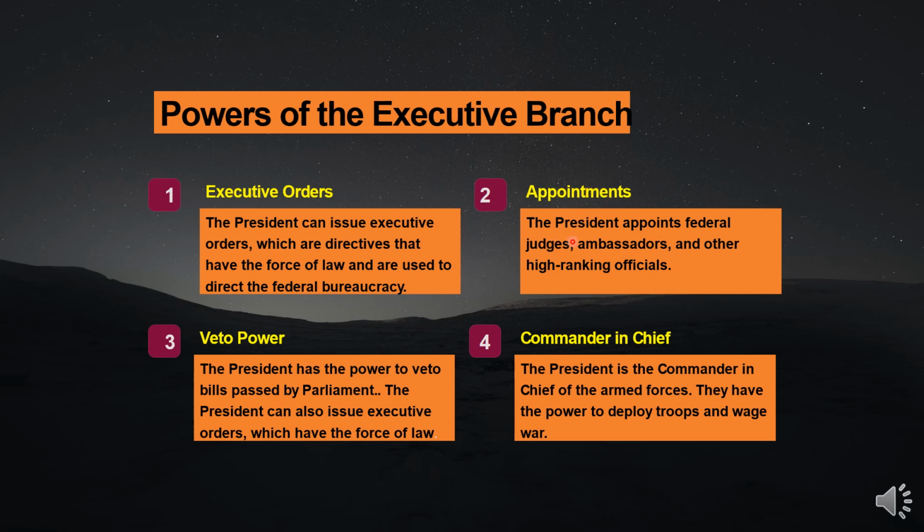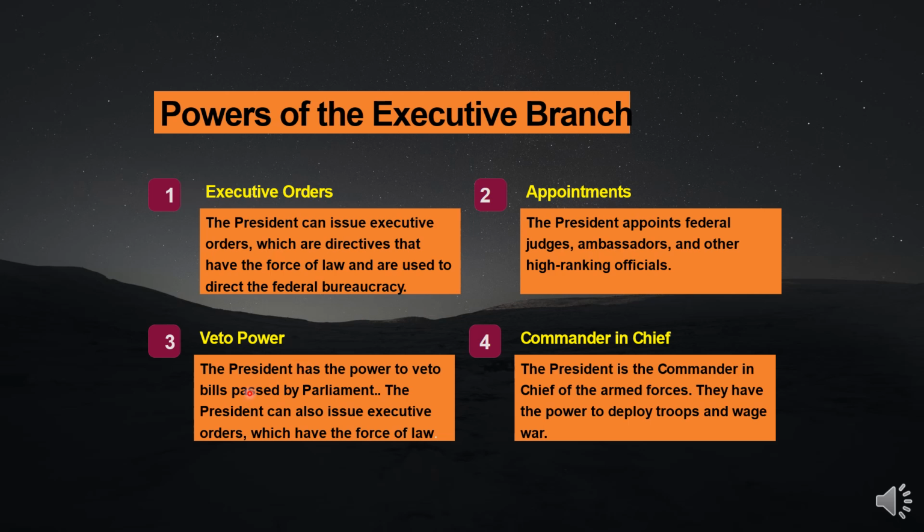Appointments. The President appoints federal judges, ambassadors, and other high-ranking officials. The selection and nomination of individuals to hold key positions within the executive branch of government. These positions are typically filled by the head of the executive branch, for example, the President, Prime Minister, etc., and can include roles in the cabinet, judiciary, regulatory agencies, and other significant administrative posts they appoint.